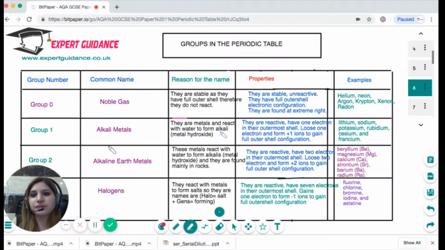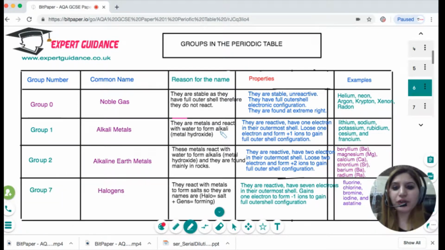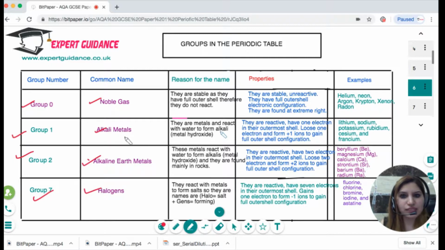Okay, so now let us see, as I told you, the common groups, and you need to remember what these group numbers are known as. So groups 0, 1, 2, and 7 are what you should know. Group 0 is noble gas, 1 is alkali metal, group 2 is alkaline earth metal, and group 7 is halogens. Now, group 0, why is it called a noble gas? Because they are stable, they have a full outer shell, therefore they do not react. So what will be the properties of group 0? They are stable, unreactive, have a full outer shell configuration, and are found in the last group, that is to the extreme right. Examples: helium, neon, argon, krypton, xenon, and radon.